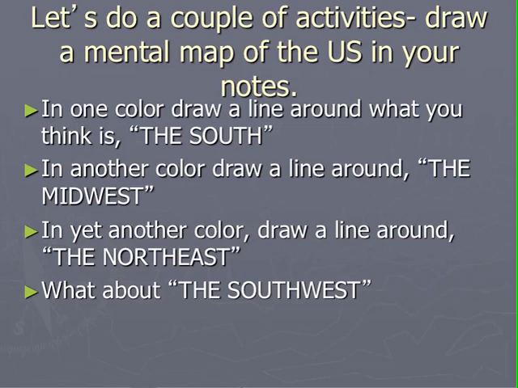Next, think, where is the Midwest? Go ahead and draw a line around that and write Midwest, or MW if you want to shorten it. And in yet another color, draw a line around the Northeast. And again, if you want to abbreviate that to NE, that would be fine. And then last, what about the Southwest? Now this will come into play a little bit later in the lecture, okay? So you might want to pause the video to quickly do that, and then start it back up when you are ready.